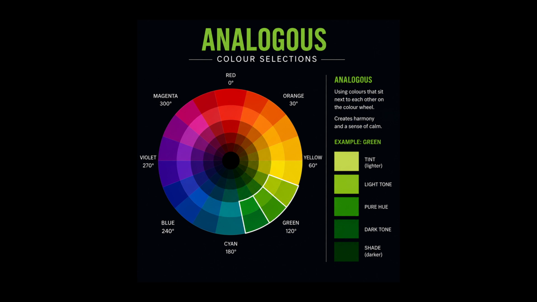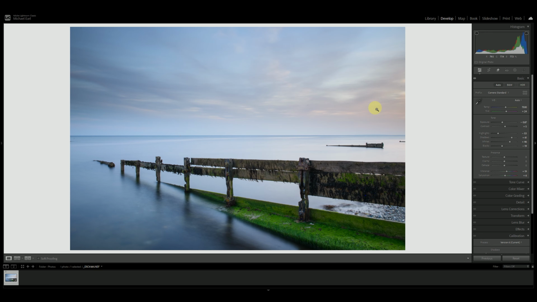Next we have an analogous color scheme. Analogous colors sit next to each other on the color wheel. Because they are closely related, they naturally create harmony. So for the analogous scheme, I'm going to be using more warm colors. I'm going to be choosing your yellows, oranges, and reds around that area to make a much warmer pattern going on in the photo.